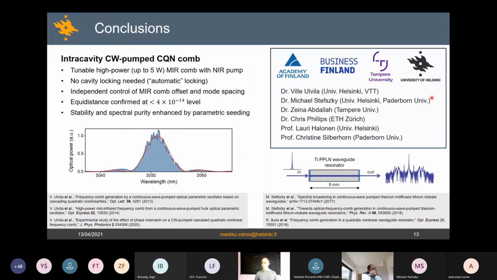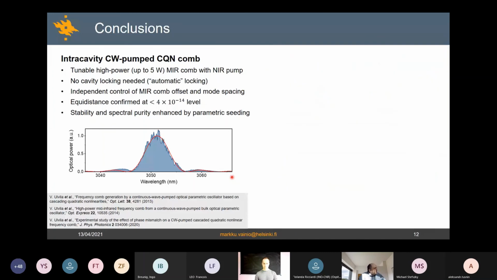Can I go ahead with my question? So when you insert two crystals into a cavity, I didn't quite catch what is the rationale behind two crystals. Do you phase match them differently, or what's happening there?